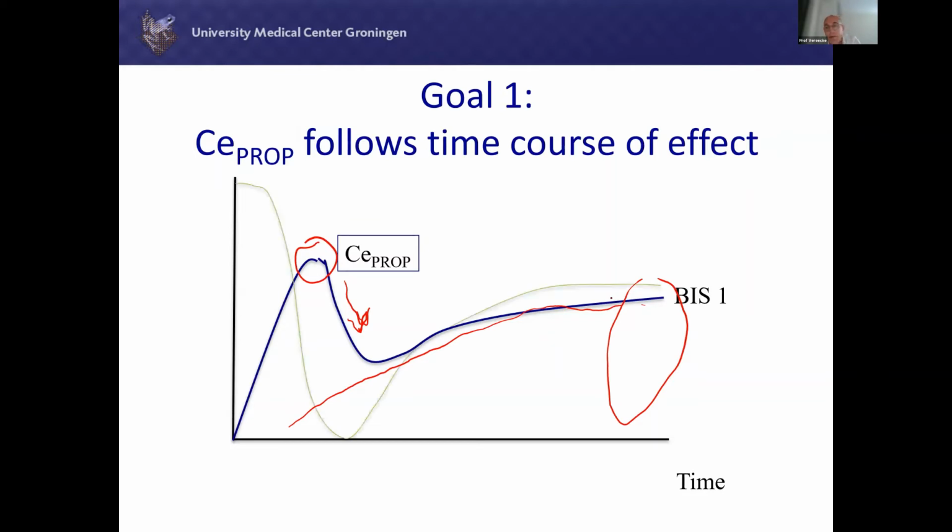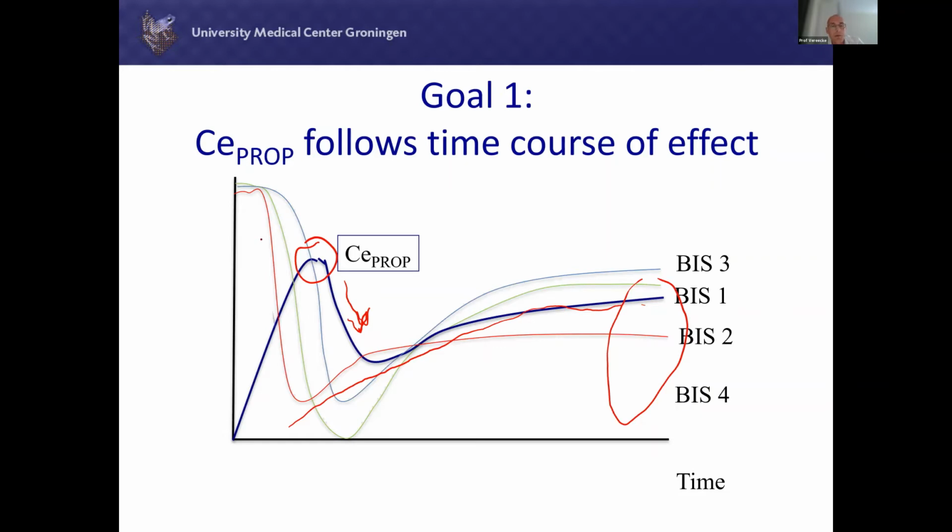And if you look at the BIS, indeed, you will often see this pattern with an overshoot in the beginning. Of course, different patients will have different peak effects, but still the time course is more or less controllable using a TCI algorithm. And again, you have two advantages.